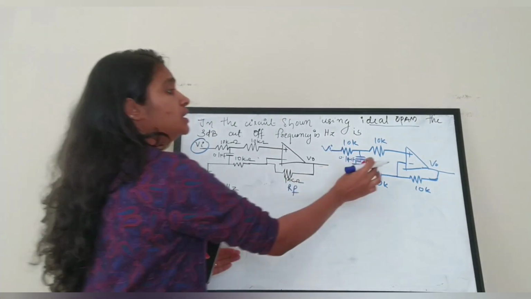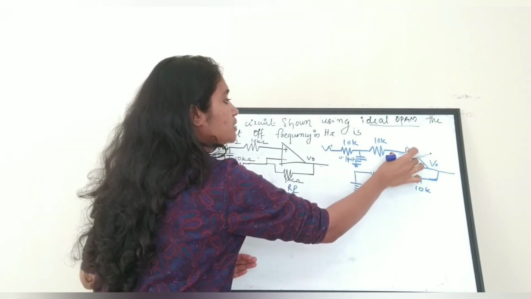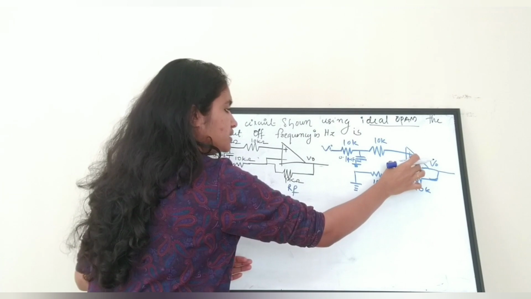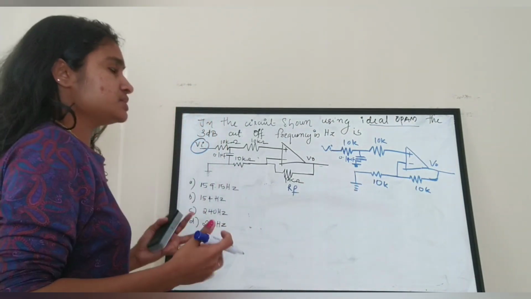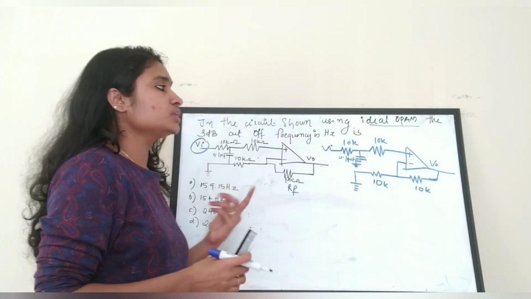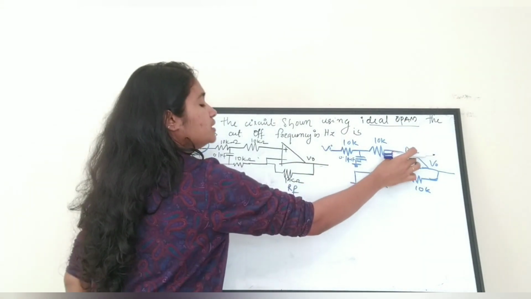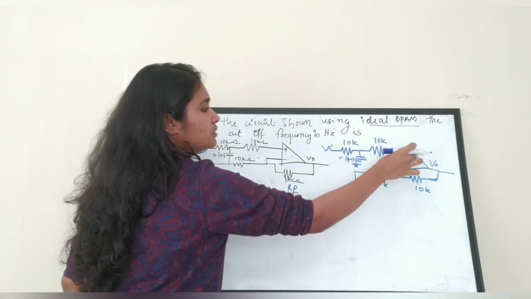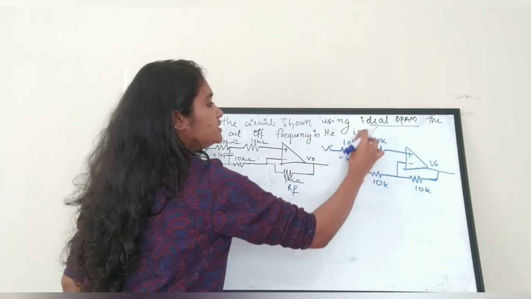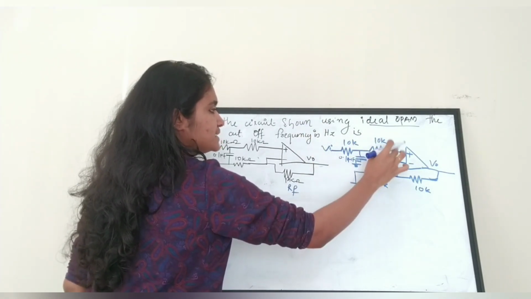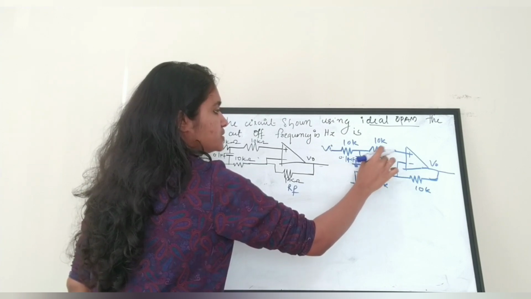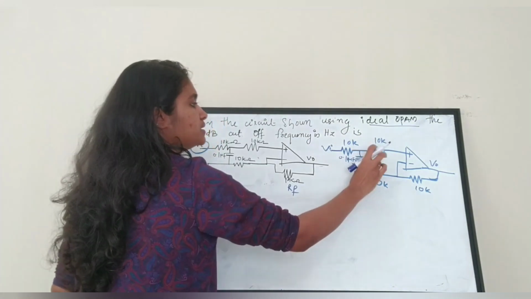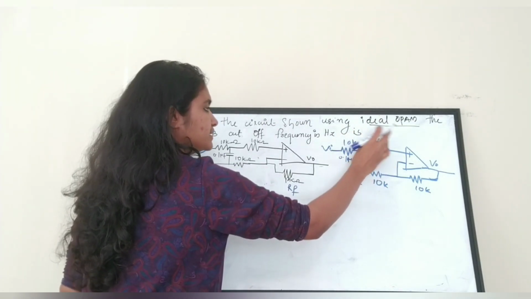That is, this input current means current to the positive terminal. So there are two terminals, positive terminal and negative terminal. Since the ideal op-amp doesn't draw any input current, there is no current drawn to this input. So there is no voltage drop across this 10K resistor. That is something you have to keep in mind.